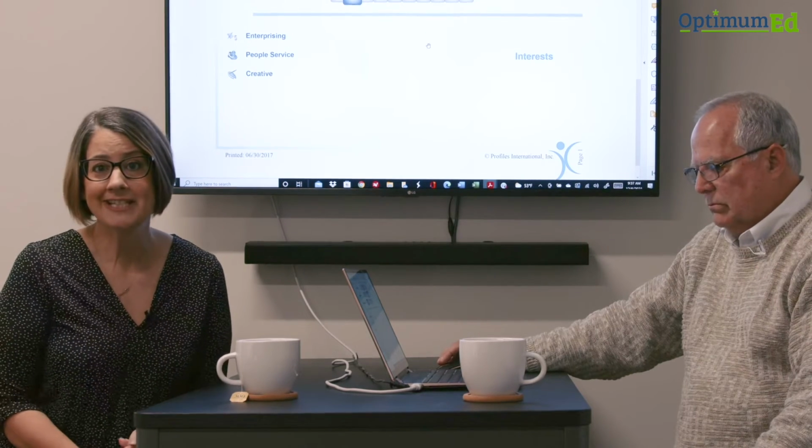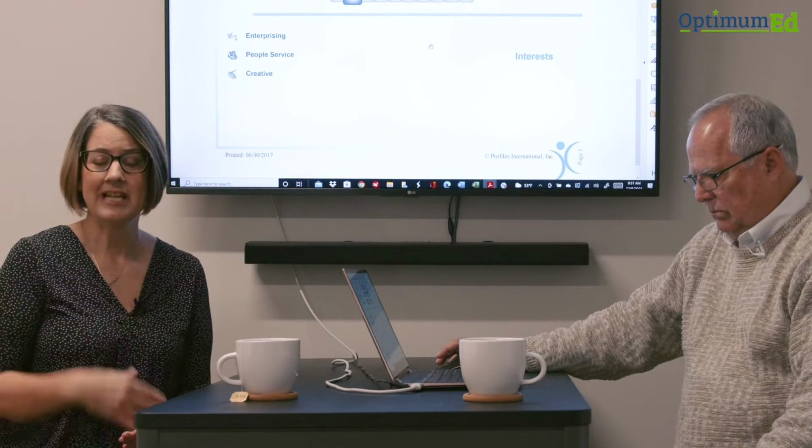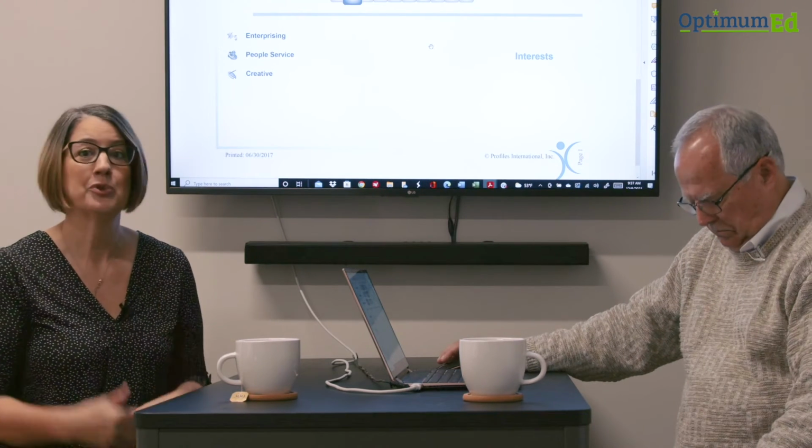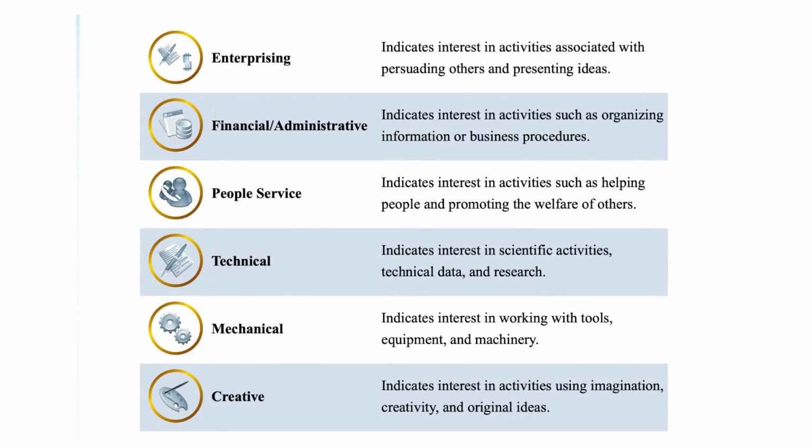So we've gone over the thinking style, the personality traits, and now we're going to talk about the interest categories. So your report is going to give you your top 3 interests, in that order. There are 6 different interests. The first is enterprising. Enterprising has to do with business, sales, persuading others. Okay, the next is financial administrative, which also is a business tendency, but more that administrative organizing of information.